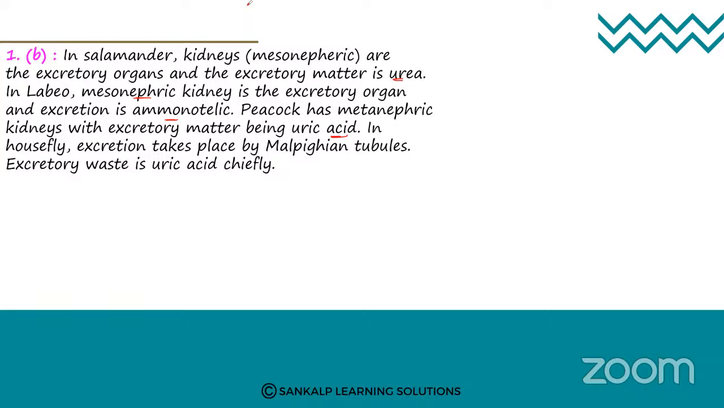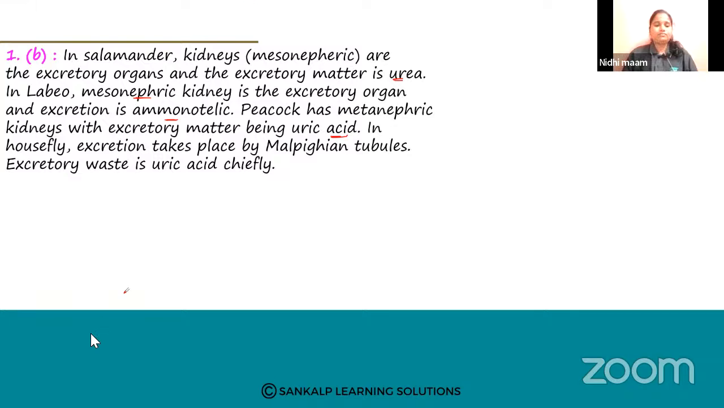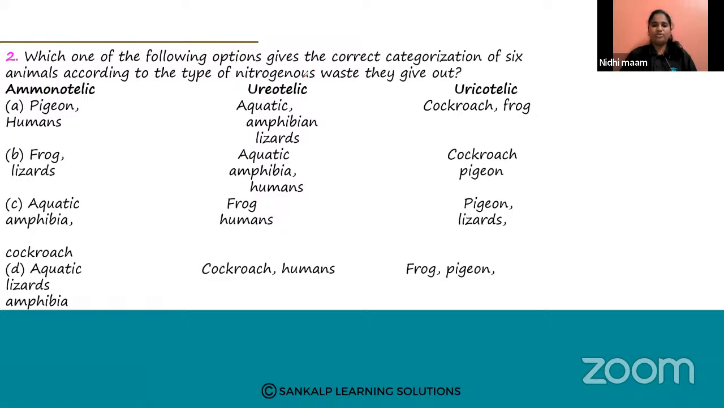Okay, next question is, which one of the following options gives the correct categorization of 6 animals according to the type of nitrogenous waste they give out? So you have to tell which of the options gives the correct categorization. Option A: ammonotelic pigeon, humans; ureotelic aquatic amphibian and lizard; uricotelic cockroach and frog.